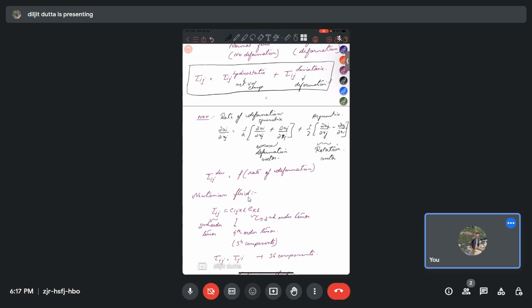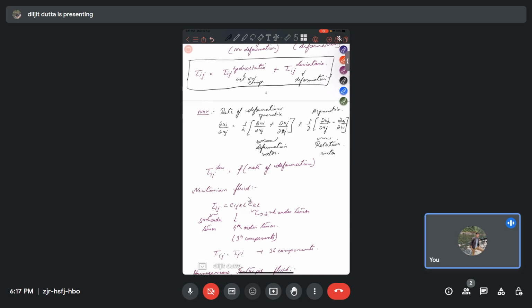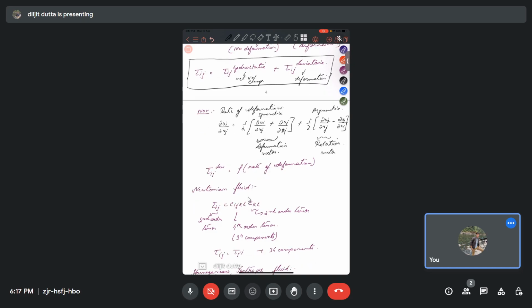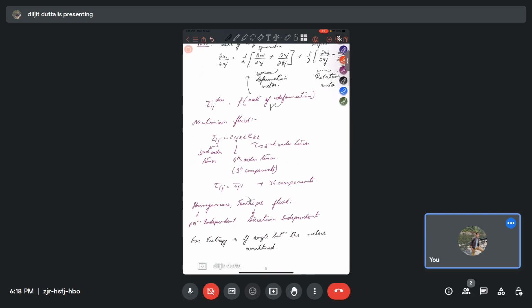Now we have what we have defined. We have seen that the deviatoric shear stress will depend only on the rate of deformation, so it will only depend on this part. So till now, I hope it is clear. We'll now proceed to our definition.